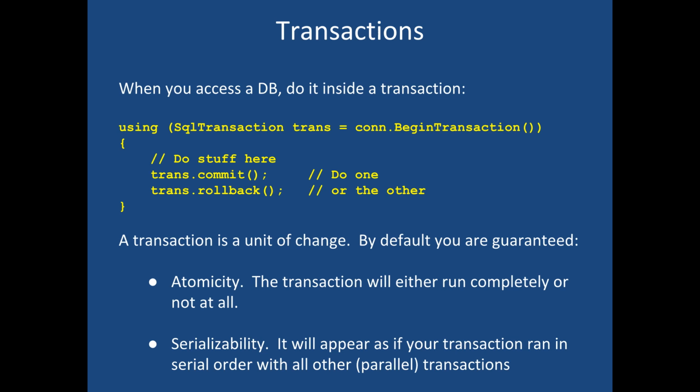So we say using again because it's a resource. We create a transaction, we start a transaction, we do stuff, and at the end of the transaction, you can either commit it or you can roll it back. If you roll it back, that just cancels it. It's like it never happened. If you commit it, that's what makes it show up.